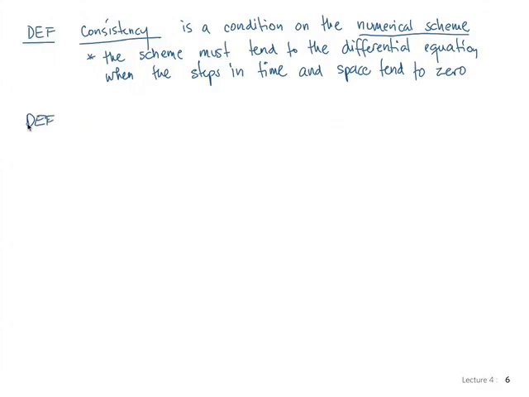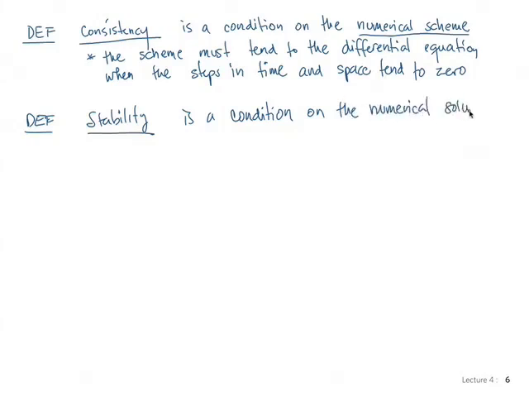Next, we need to define stability. This is a condition on the numerical solution, and it is namely this: that all errors, such as round-off error, for example, due to the finite arithmetic on your computer, must remain bounded when the iteration process progresses.